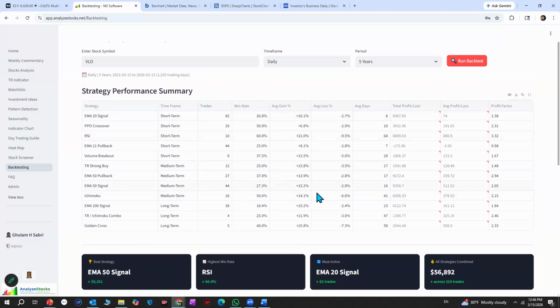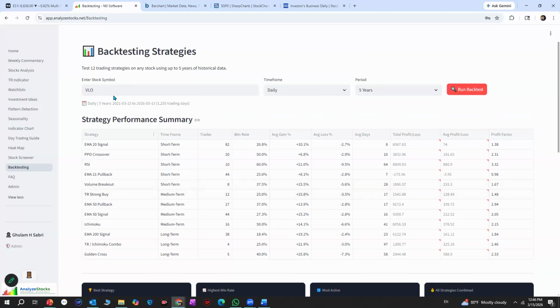But what happens, because for the last 5 years, most of the energy stocks were not doing very well. But even then, its profit factor was 2.05 and the average gain was 15.2%. So that was the best strategy when it comes to overall dollar value. Highest win rate was the RSI strategy, which is 60%. And the most active, which has given the most signals, was the 20 period signal.